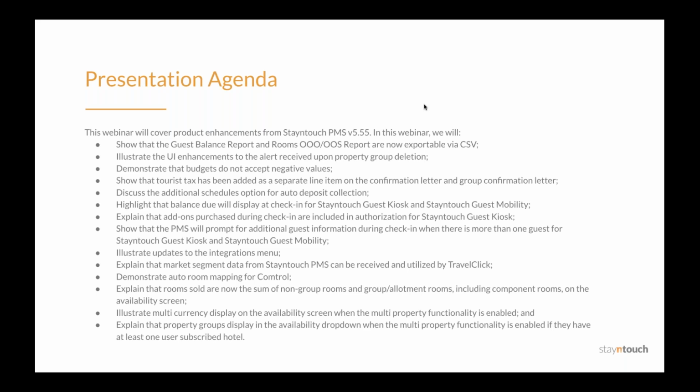explain that rooms sold are now the sum of non-group rooms and group allotment rooms, including component rooms, on the availability screen, illustrate multi-currency display on the availability screen when multi-property functionality is enabled, and finally, explain that property groups display in the availability dropdown when multi-property functionality is enabled if they have at least one user subscribed hotel.